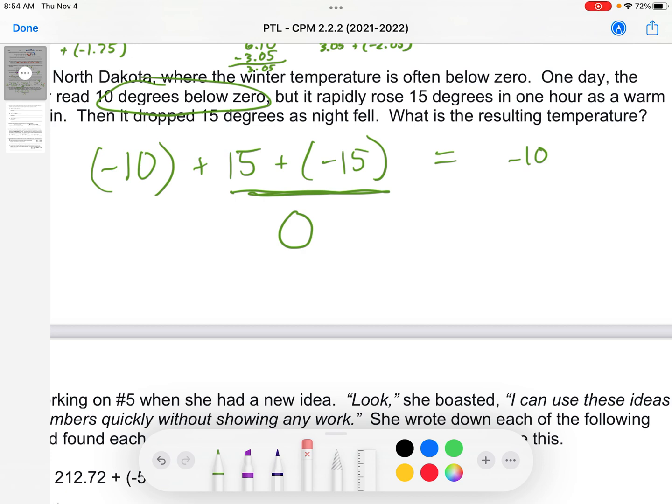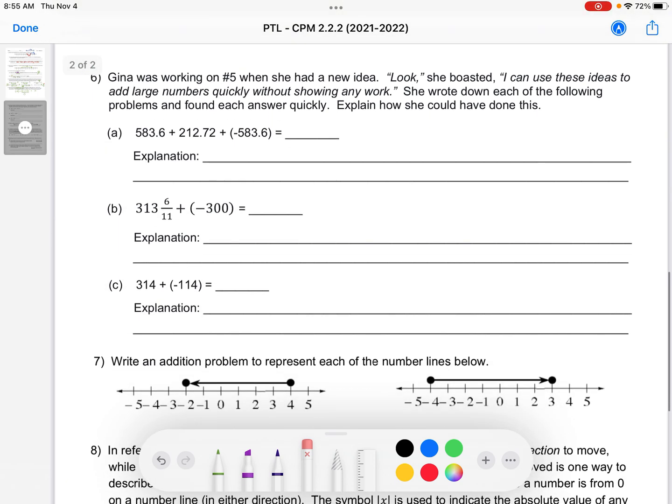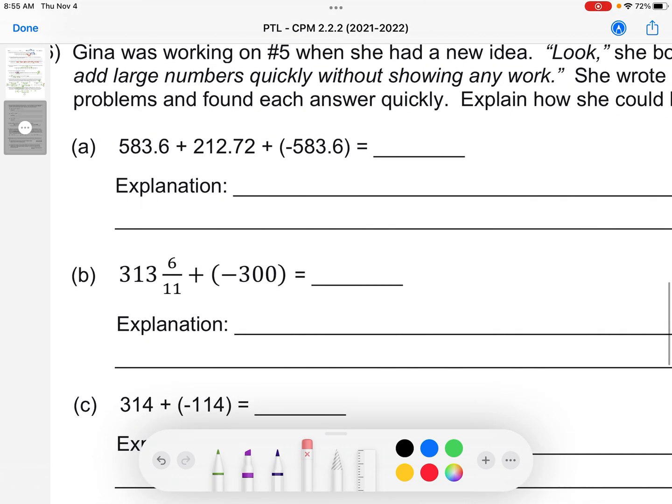Sorry. There we go. Gina was working on number 5 when she had a new idea. Look, she boasted, I can use these ideas to add large numbers quickly without showing any work. She wrote down each of the following problems and found each answer quickly. Explain how she could have done this. So she did 583 and 6/10 plus 212 and 72 hundredths plus a -583 and 6/10. Well, what do we recognize? These are a net of 0, right? They cancel each other out. So my answer is 212.72.